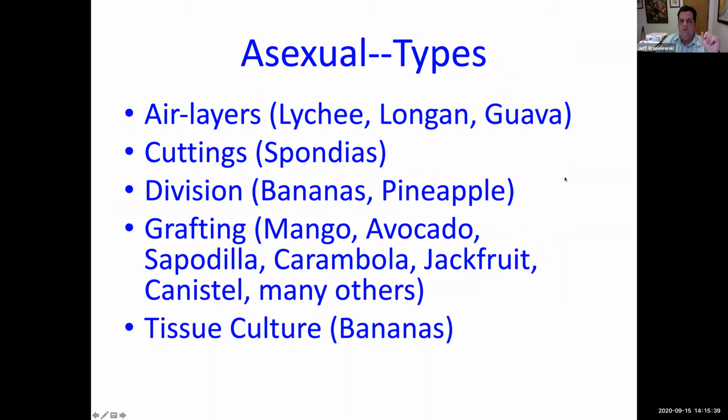Okay, so asexual types. These are the types and what type of tropical fruit works best with this. So air layers, you can do lychee, longan, and guava. You could do an air layer of an avocado, but the roots would never work well with our soil. Cuttings, basically spondius. Spondius are hog plum, ciruela. That's what you would use cuttings for. You can use cuttings for many other types of plants, but for tropical fruit, it's basically spondius.